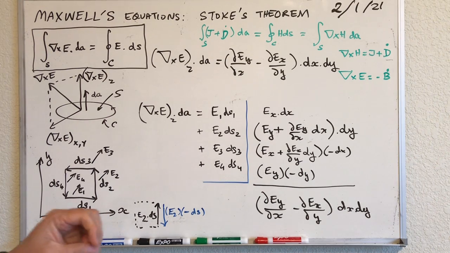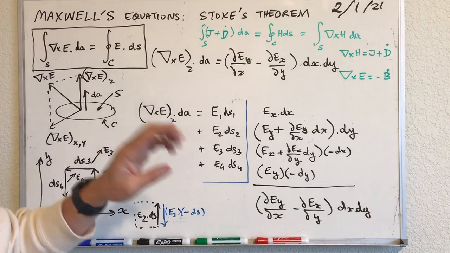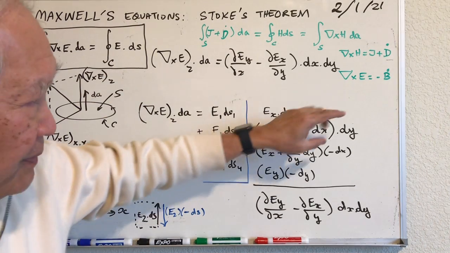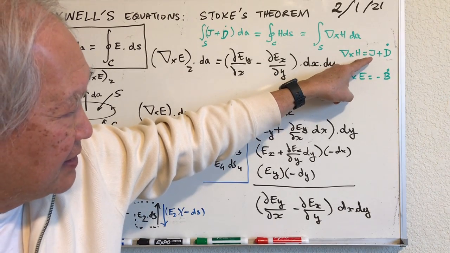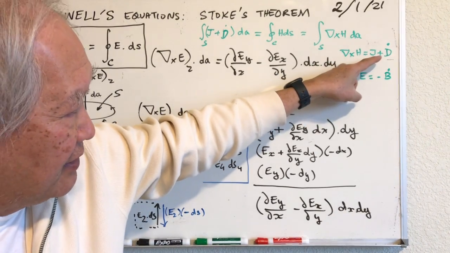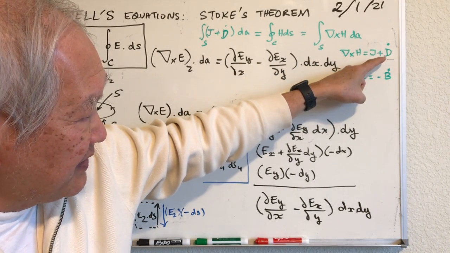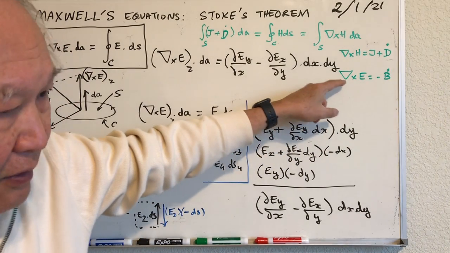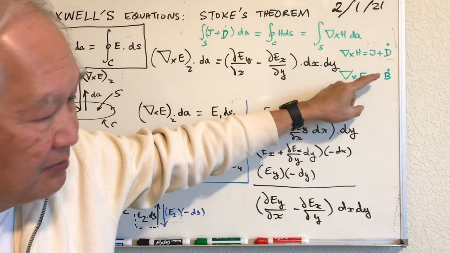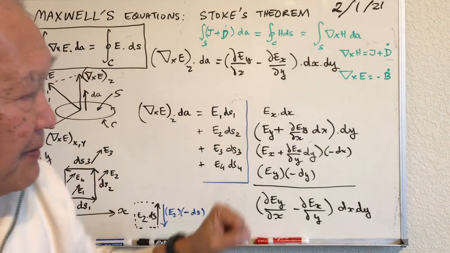As you recall, of the four Maxwell equations, there are two that use this curl. One states that the curl of H is equal to the current density plus the derivative of the electric displacement with respect to time. And the second one is that the curl of an electric field is equal to minus the derivative of the flux with respect to time.